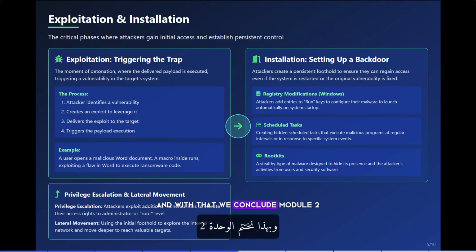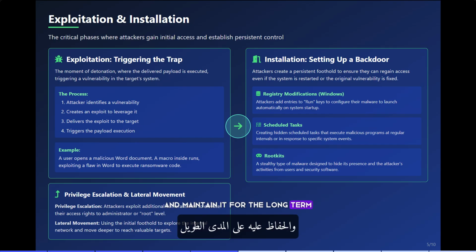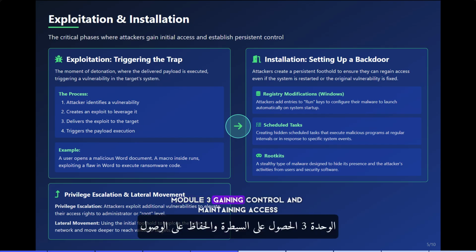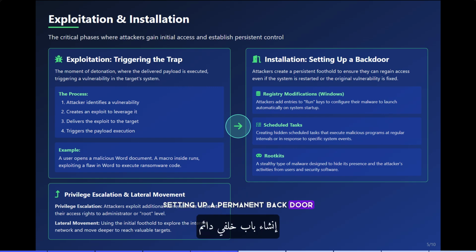And with that, we conclude Module 2. In our next module, we'll explore how attackers solidify their control and maintain it for the long term. Module 3. Gaining Control and Maintaining Access. Starting Lesson 3.1. Installation and Persistence, Setting Up a Permanent Backdoor.